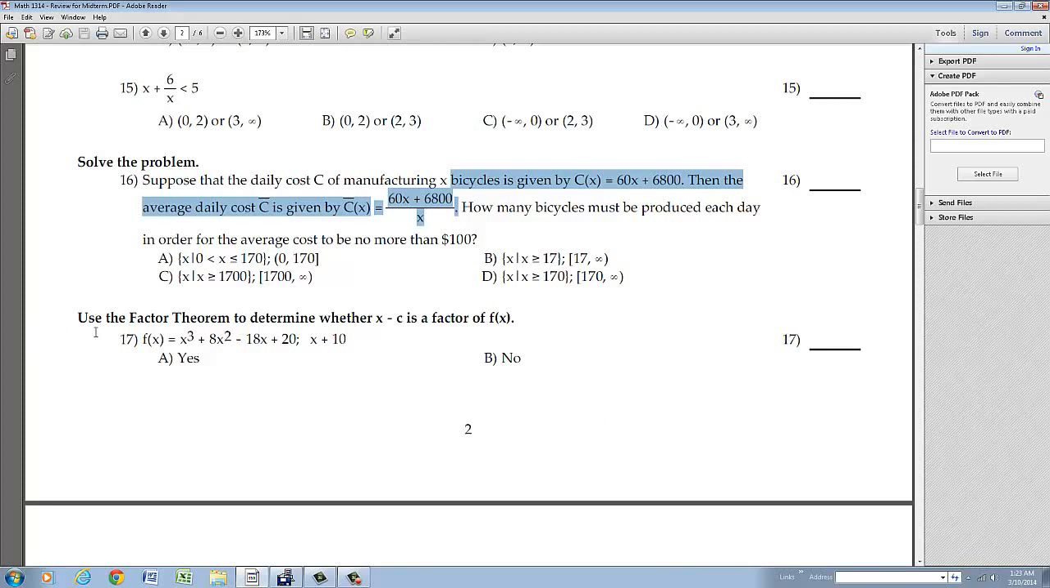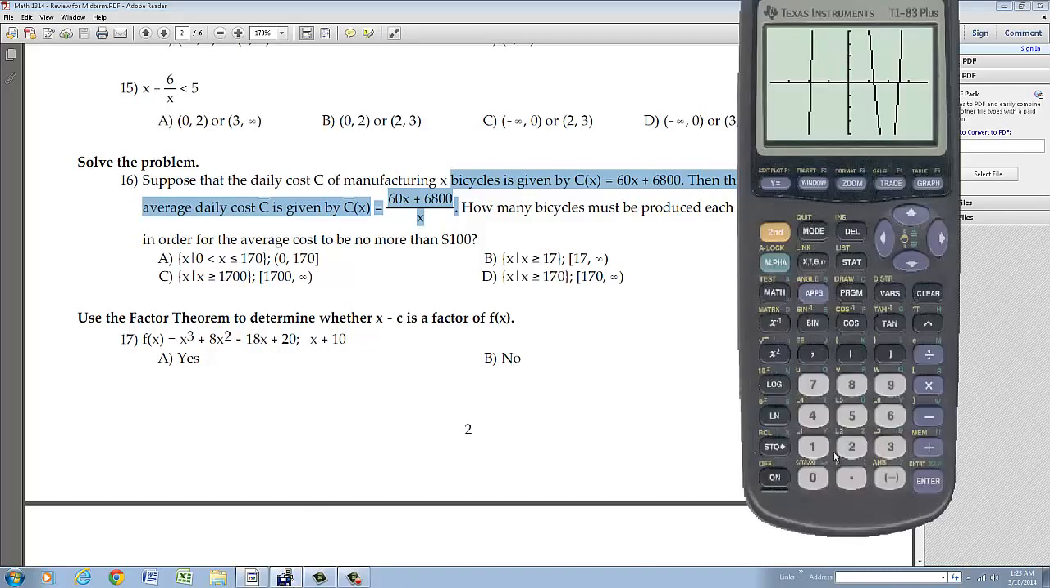Okay, for the next one, use the factor theorem to determine whether x minus c is a factor of f of x. So here's the polynomial. You want to know if this is a factor. Well, one way to do it is to simply divide this into this using long division. And if the remainder comes out to 0, the answer would be yes. If the remainder does not come out to 0, then the answer is no.